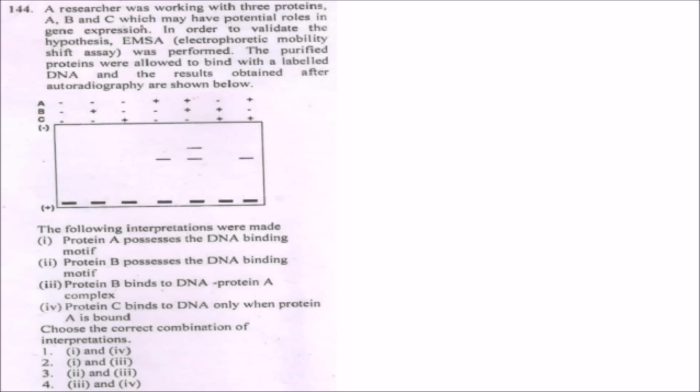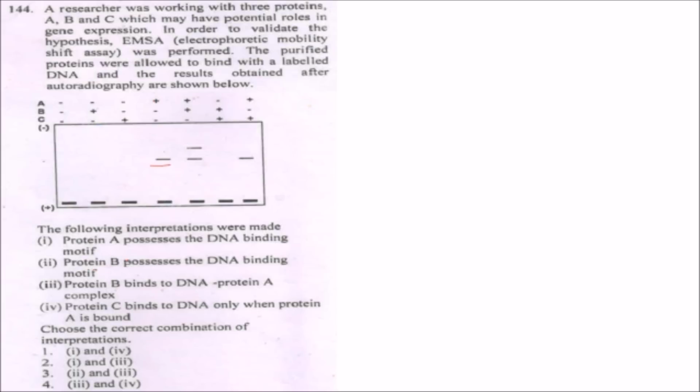Next question. A researcher was working with 3 proteins A, B and C, which may have potential roles in gene expression. In order to validate the hypothesis, an electrophoretic mobility shift assay was performed. The purified proteins were allowed to bind with the labeled DNA, and the results obtained after autoradiography are shown below. As it is saying that protein A possesses a DNA binding motif, it is true because if you see here, protein A is having the DNA binding motif.